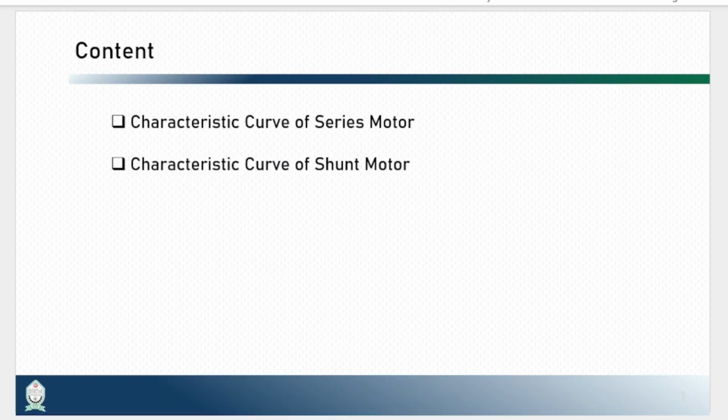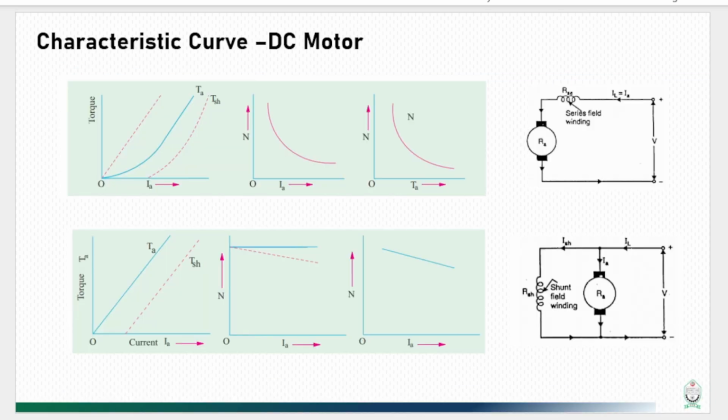We know that broadly DC motors can be classified into three types: series wound DC motor, shunt wound DC motor, and compound wound DC motor. But we are more interested in learning about the characteristic curves of series motor and shunt motor. In your textbooks, you will find these characteristic curves drawn straight away without any context. These curves are for series wound DC motor, and these are characteristic curves for shunt wound DC motor.